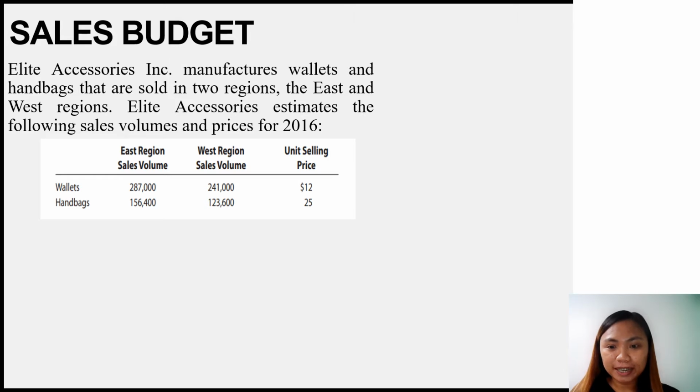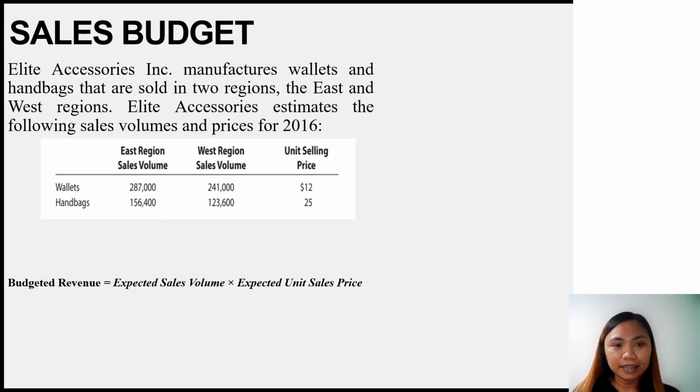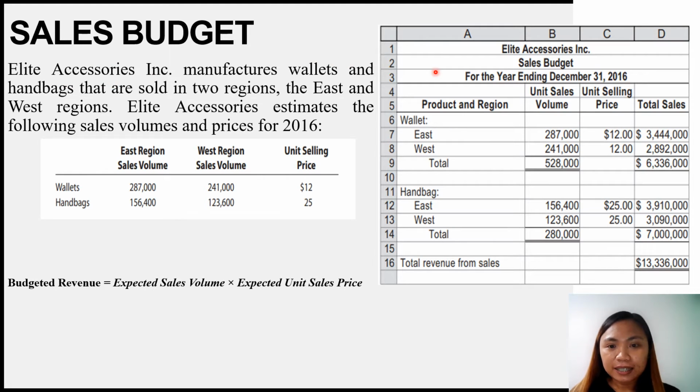So to compute for the sales budget, let's use the formula. Budgeted revenue is equal to expected sales volume times expected unit sales price. So to compute for the sales budget of Elite Accessories, this is what it looks like. So this is Elite Accessories Incorporated's sales budget for the year ending December 31, 2016. So as stated in the situation, there are two products, the wallet and the handbag. And the company sells in two regions, the East and the West region. So to get the budgeted revenue, we need to get the expected sales volume.